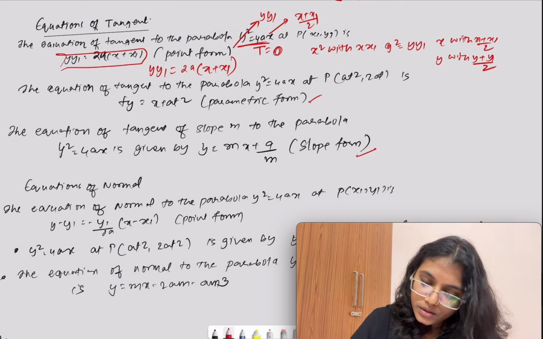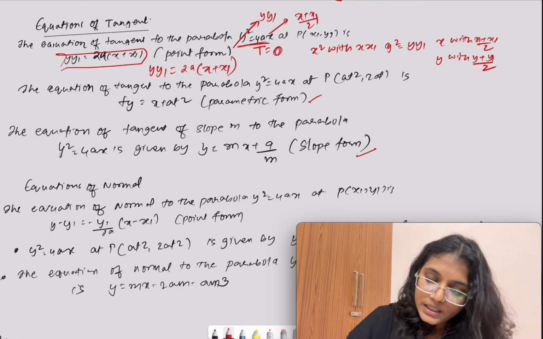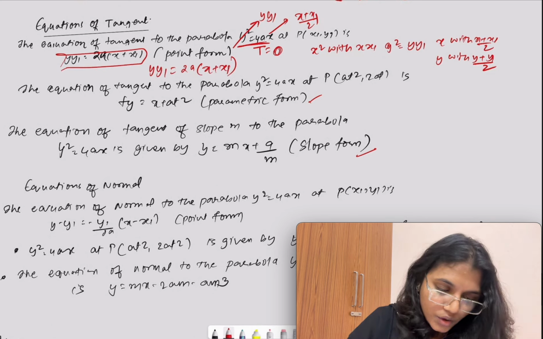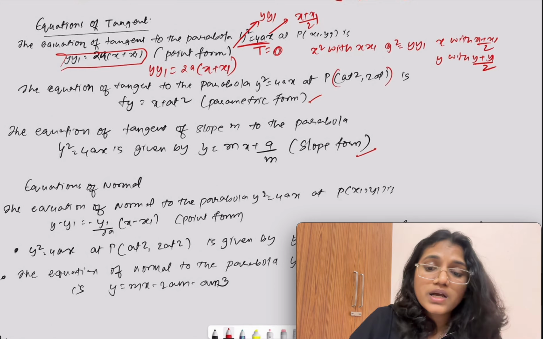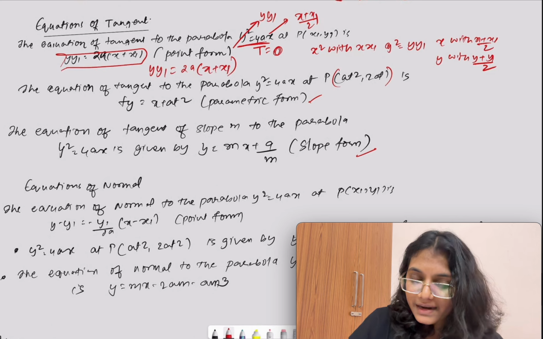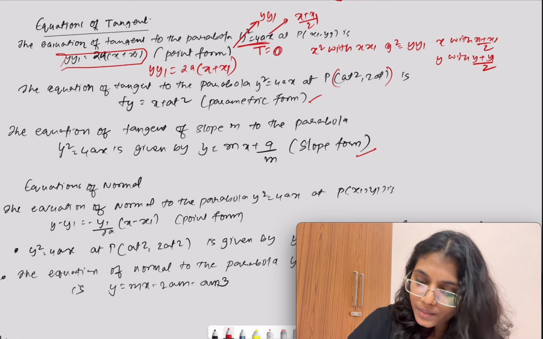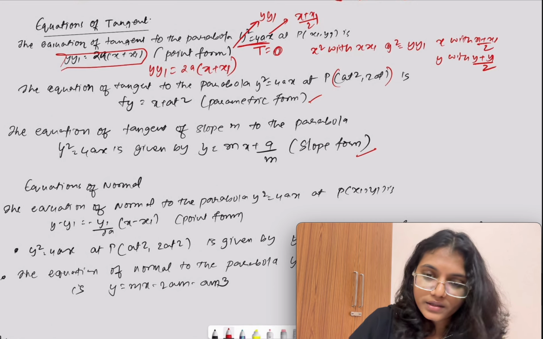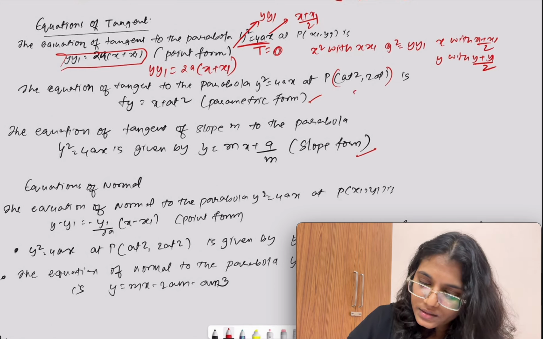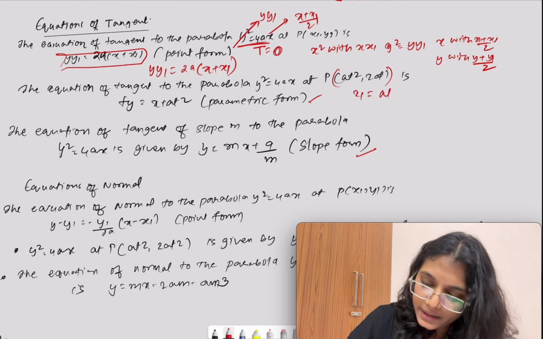So in parametric form, the points are already given as (at square, 2at). There is nothing to do, we just have to substitute the values of x1 and y1 as at square and 2at. x1 as at square and y1 as 2at.